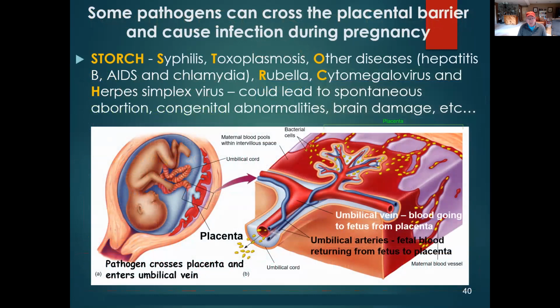So I want to just take a few moments and talk about the transplacental portal. There's just a short blurb there in your book, but I think it's quite interesting. Talking about pathogens that infect during pregnancy and birth. And it's interesting to note that there are a few microbes, such as the syphilis spirochete, that can cross the placenta, enter the umbilical vein, and spread into the fetal circulation and get into the fetal tissues.